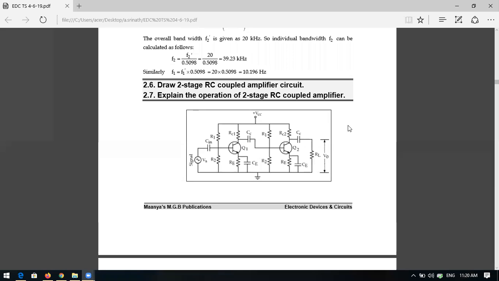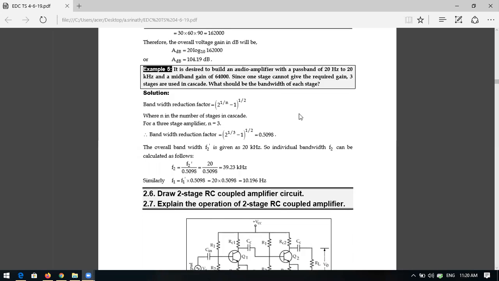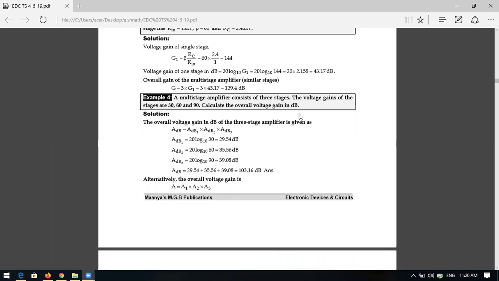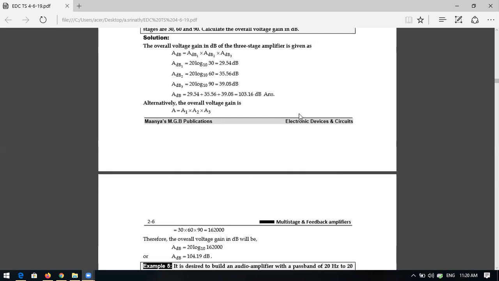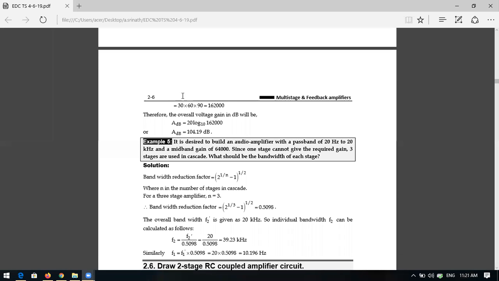We ended the class the day before yesterday at the problem solved. I have given two problems for your homework, example 4 and example 5. Have you completed? Yes, sir. Okay.